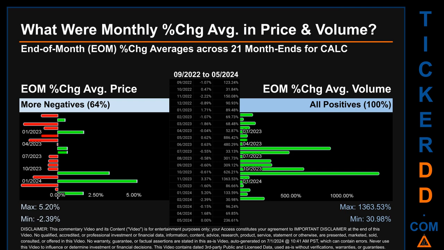From 09/2022 to 05/2024, out of 21 month ends, 14 had a negative percentage change in average price, meaning 64% of month ends saw a negative percentage change in average price. In terms of volume, 22 out of 21 month ends had a positive percentage change. That is 100% of month ends saw a positive percentage change in average volume. Price saw an end-of-month max of 5.20% in average percentage change along with a minimum of -2.39%. For volume, the maximum and the minimum monthly percentage change were respectively 1363.53% and 30.98%.